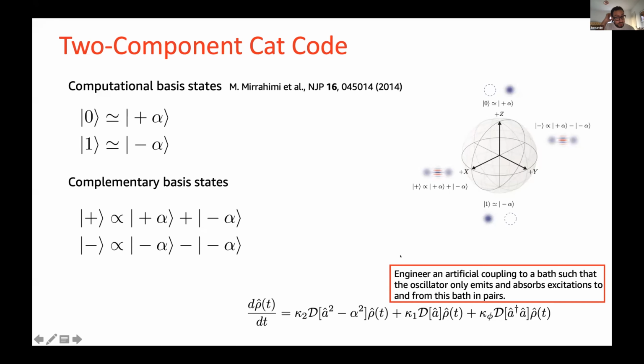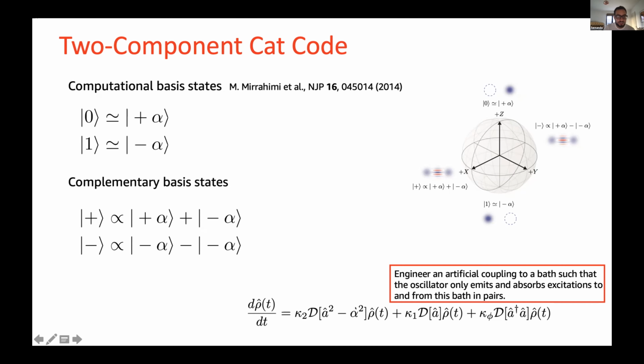But now suppose that we had a special kind of bath there. We had a bath where photons are lost in pairs. Okay, so we have a kappa 2. And then whenever a photon is lost, actually 2 photons are lost, right? So this is a squared. And then we also put, this is basically a 2 photon drive that we put there. Now this is the jump, right? This a squared minus alpha squared is a jump term.